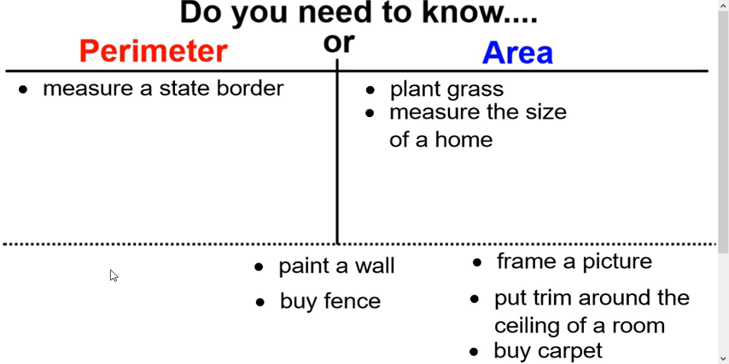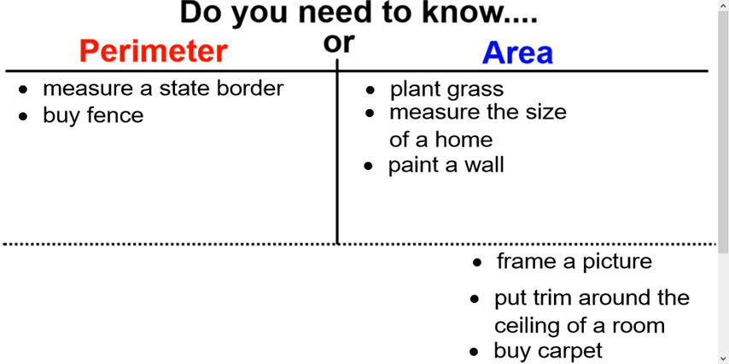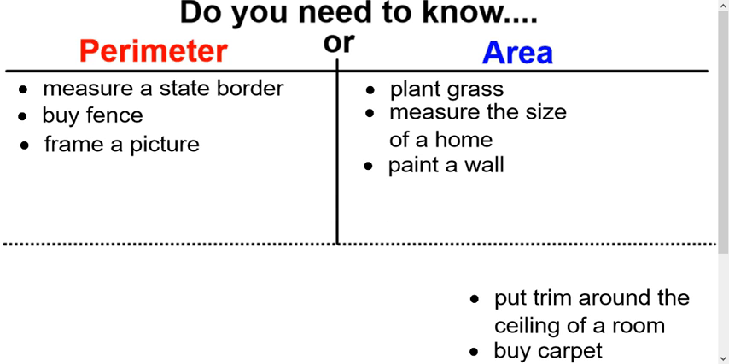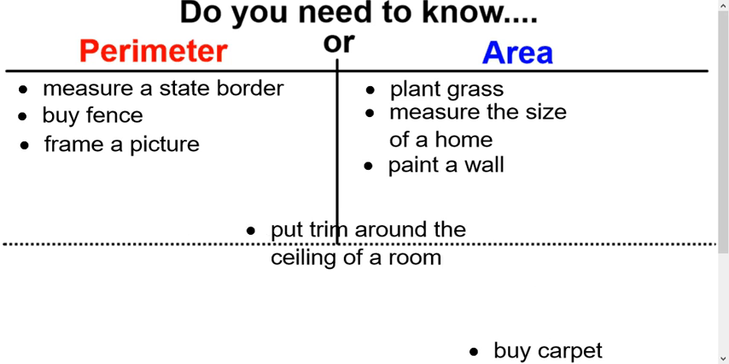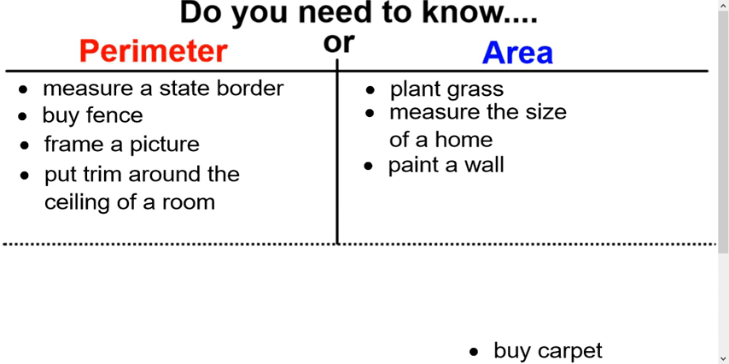If you want to paint a wall, at first that might sound like perimeter because we think about walls as going around the outside of a room, but that's actually going to be area because we're covering a wall with paint. Buying a fence goes around the outside, so that's a perimeter situation. Framing a picture, the frame goes around the outside, so that's perimeter. If we want to put trim around the ceiling of a room, around, keyword, so that's going to be perimeter. And if we want to buy carpet, carpet covers our floor, so that's going to be an area situation.